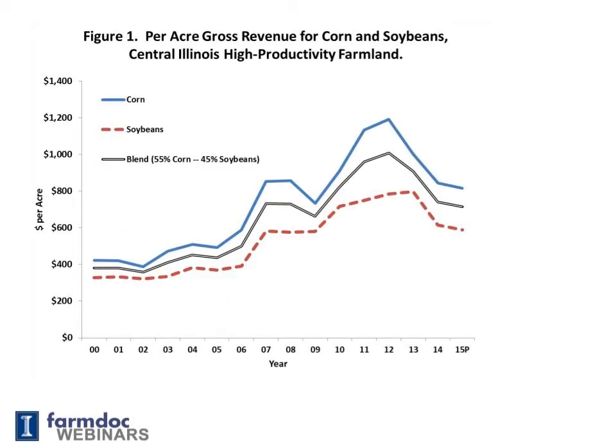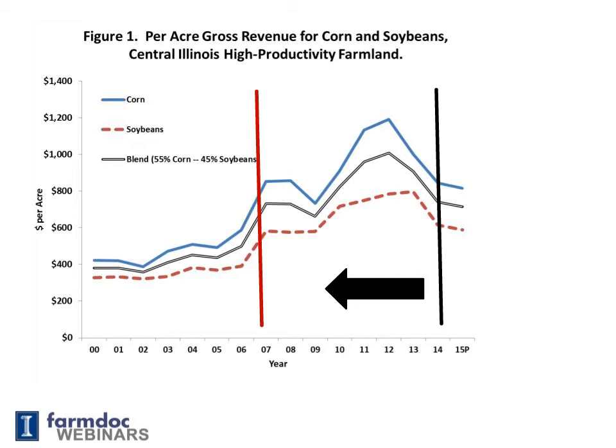Here then are our projections of gross revenue. The blue line gives it for corn, the red dashed line for soybeans, and the black double line is for a blend, which is again 55% corn, 45% soybeans. There are actual returns from 2000 through 2014, so those are historical returns, and they are put there to put 2015 in perspective. These actual returns come from farms enrolled in Illinois Farm Business Farm Management, FBFM. Note the relatively lower returns prior to 2006.